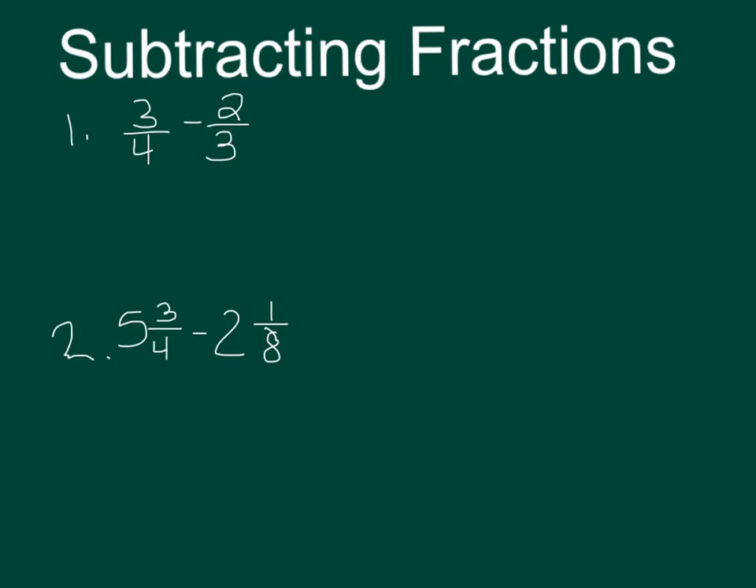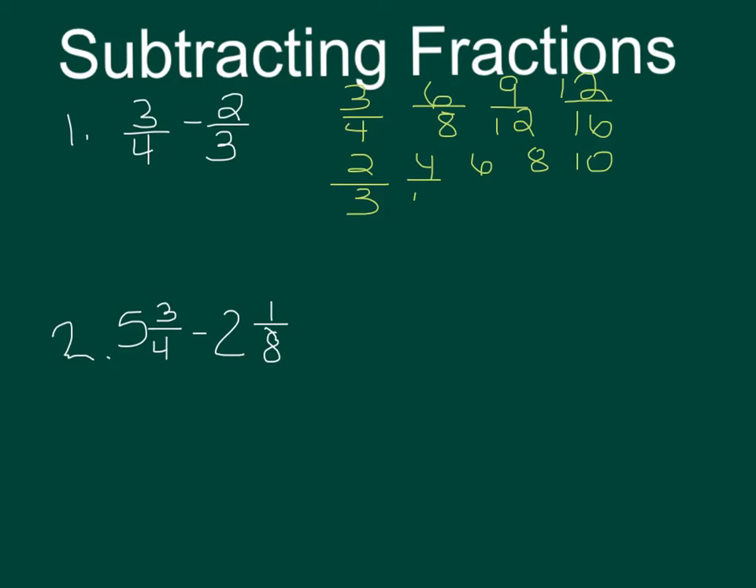So I'm going to start my listings. I've got 3/4 and I've got 2/3. So all I have to do is count. 3, 6, 9, 12, 4, 8, 12, 16. Let's count by 2s. 2, 4, 6, 8, 10. By 3s. 3, 6, 9, and I'm going to stop here at 12 because I can see I have a common denominator. 9 twelfths minus 8 twelfths gives me 1 twelfth. How'd you do? Check your work. If you got it wrong, fix it in your notes. Let's move on to number 2.